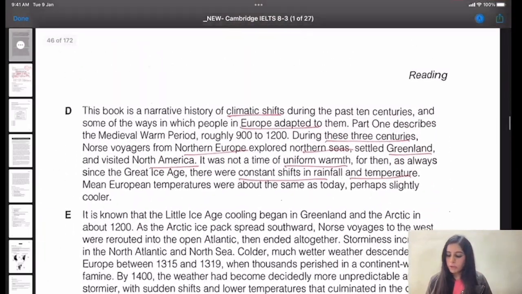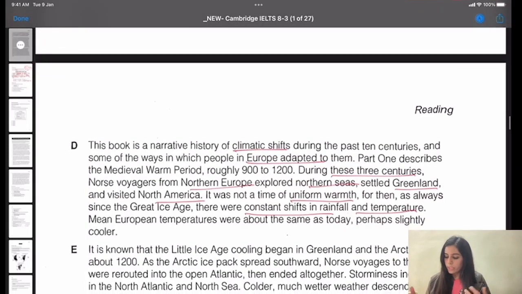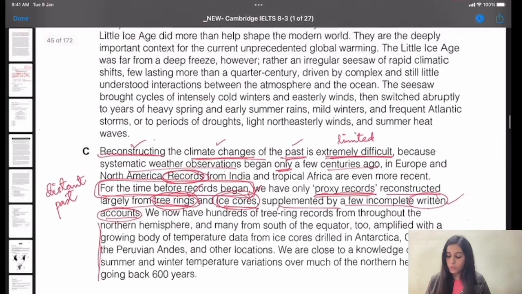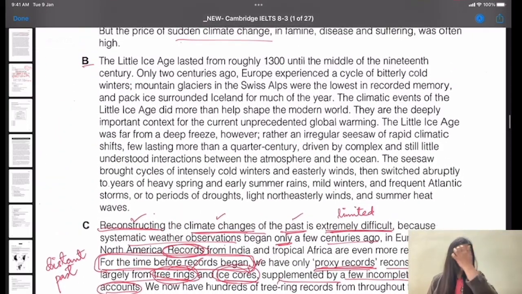So let's go up. We don't see anything related to little ice age here, so we can read the paragraph above. As I mentioned earlier, the summary questions, the answers are not necessarily going to be in the same order or sequence. So the little ice age lasted from this to this, experienced cycle of bitterly cold winters.